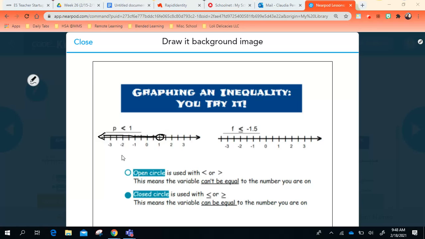So let's look at the second one. I have F is less than or equal to negative 1.5. So less than or equal to, Shaylin, is it an open circle or a closed circle? The second one. Closed circle. So I'm going to go ahead and come over to negative 1.5, the best that I can with the big fat marker. Now, F is less than or equal to, is negative 2 less than negative 1.5 or is negative 1? Negative 2. So I'm going to go ahead and graph in the direction of negative 2.